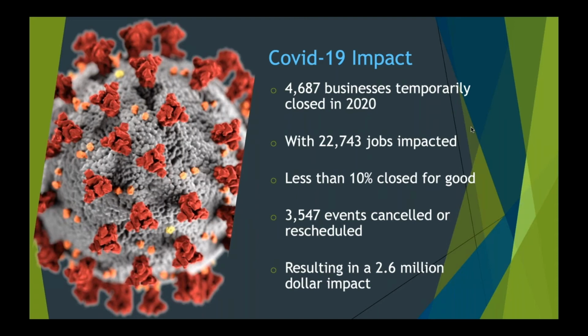The good news is that less than 10% of those businesses that temporarily closed actually closed for good. But we also saw 3,500 events canceled or rescheduled, and that resulted in an estimated $2.6 million impact. So again, imagine what that impact could have been. We have a $910 million impact this year. Imagine what that could have been if our event numbers were up, if our volunteer hours were up, if that was a normal year.